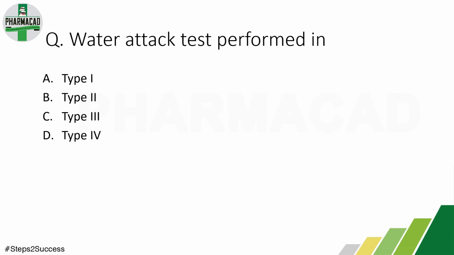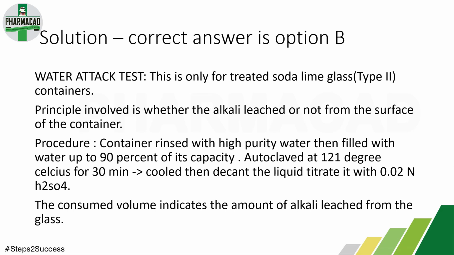The next question, water attack test is performed in option A, type 1; option B, type 2; option C, type 3; option D, type 4. So the correct answer is option B, type 2. Water attack test is only for treated soda lime glass type 2 containers. The principle involved in this test is whether the alkali leaches or not from the surface of the container. So we take a glass container made up of type 2 glass and check if the alkali is leaching out from the surface of the container or not.